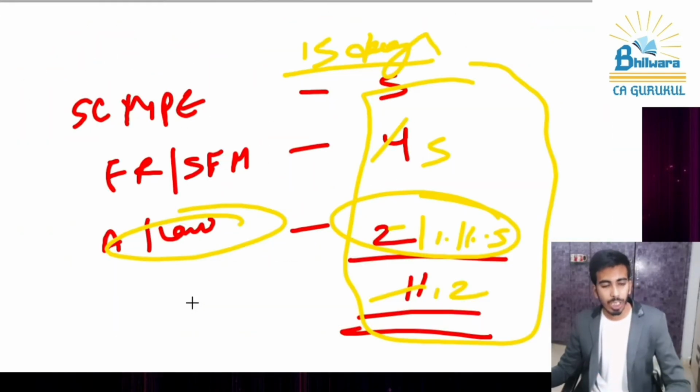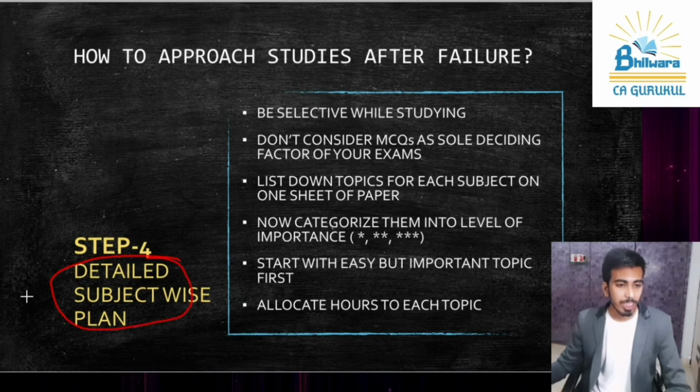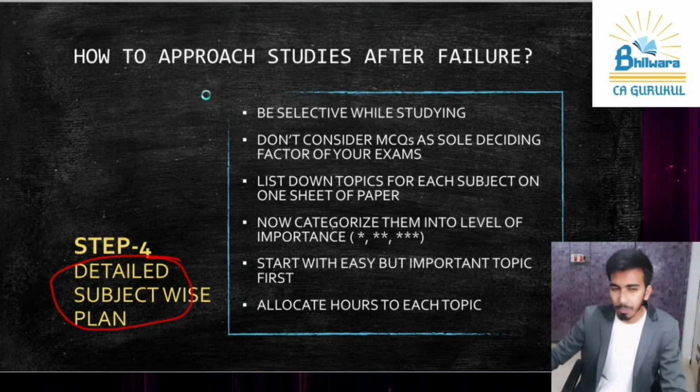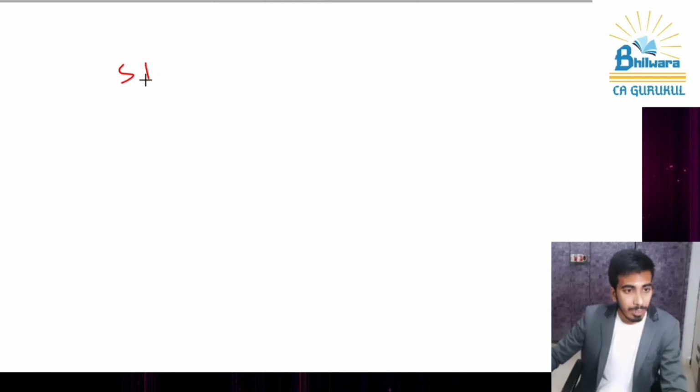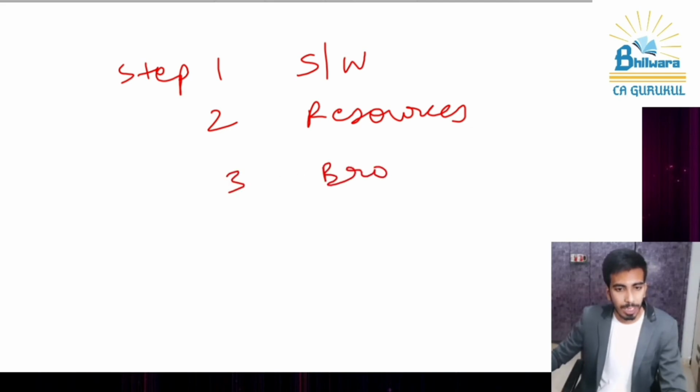Now we should talk about a detailed subject wise plan. Each and every step in this process is important. Step 1 basically is to identify your strength and weaknesses. Step 2 is to identify resources you are going to study. Step 3 was a broad plan. Okay, now step 4 comes the detailed plan.